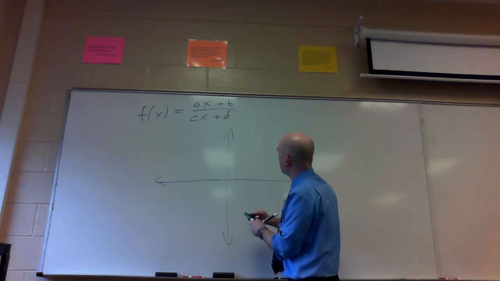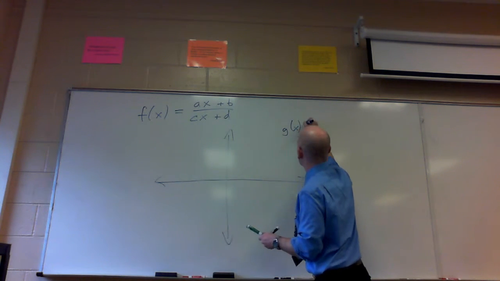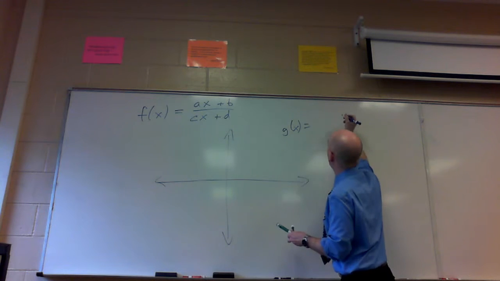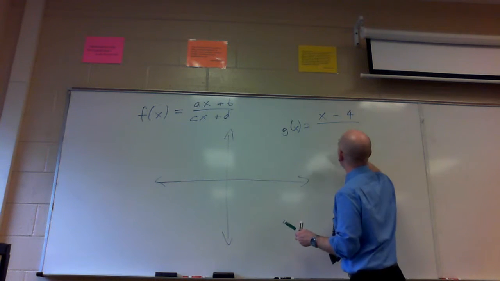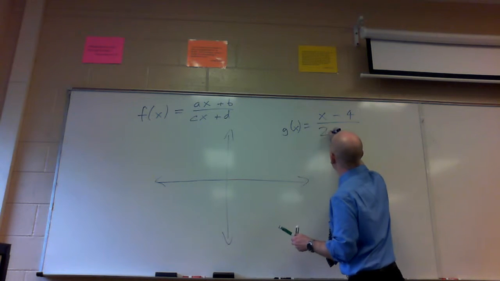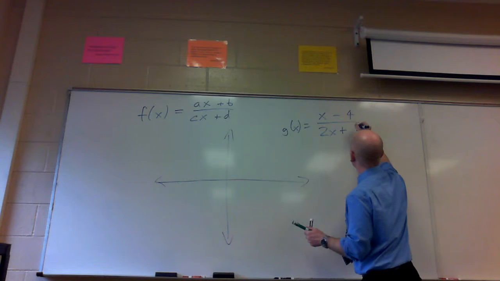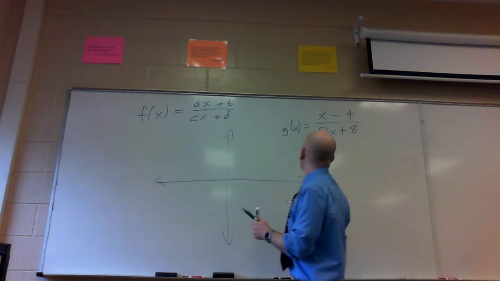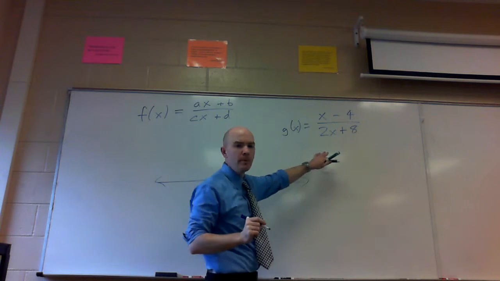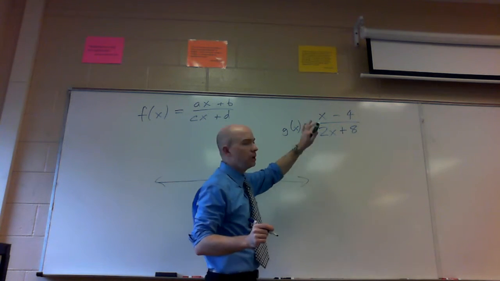So, for example, if I've got a function, let's say g of x is equal to x minus 4 over 2x plus 8. In order to determine where your vertical asymptotes are going to be, you can look at two things.